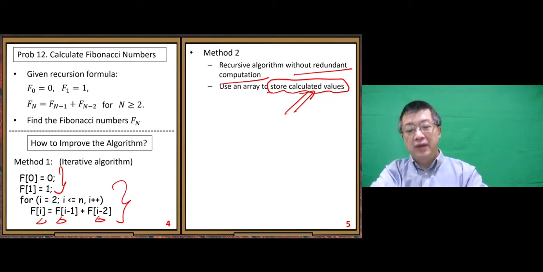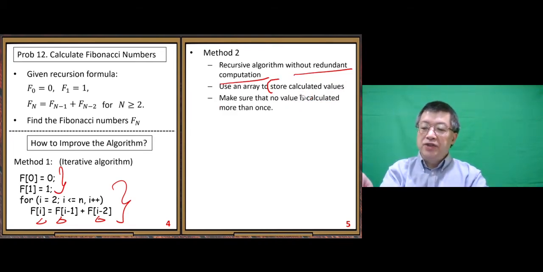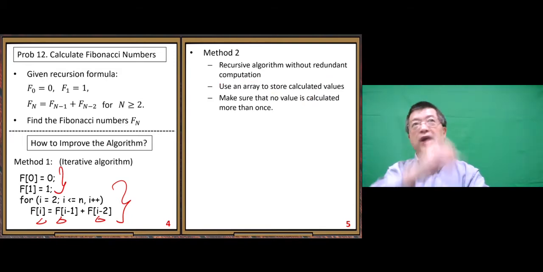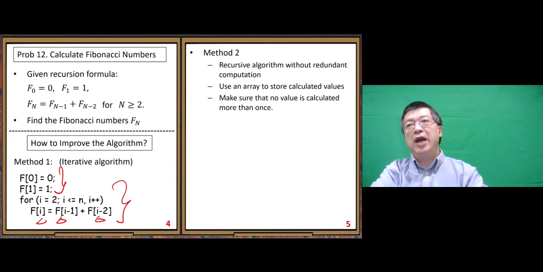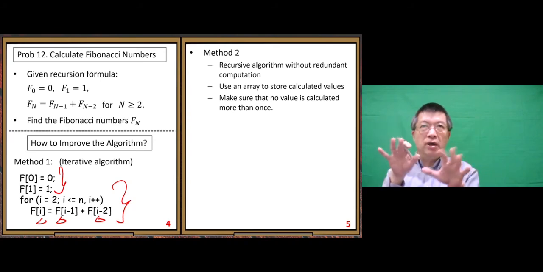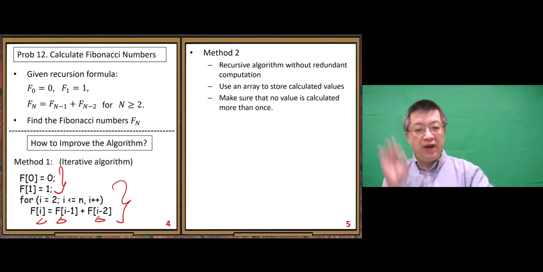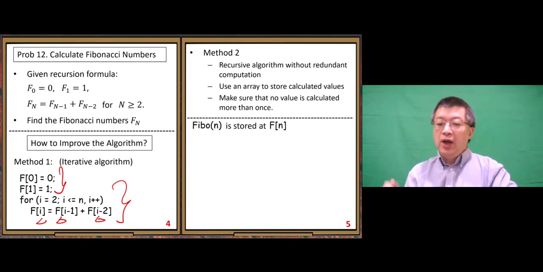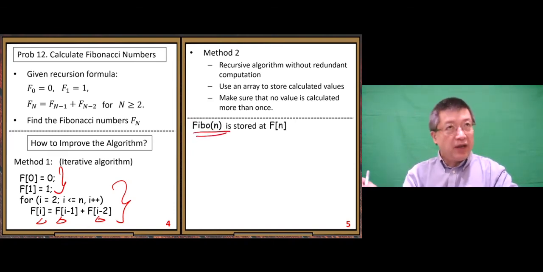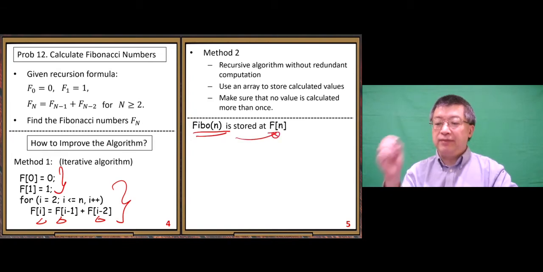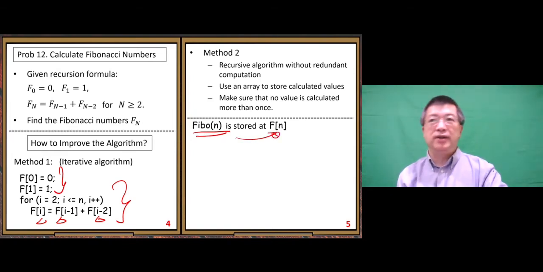Make sure no value is calculated more than once. In this way, we guarantee each value is only calculated once. That means no redundant calculation. That's the idea. But how do you make it happen? It's not easy to make it happen. But if you do some careful arrangement of your data, you can do it. Let me show you how to do it. We store the Fibonacci number values in the F array. Here we use a simple array to store that.